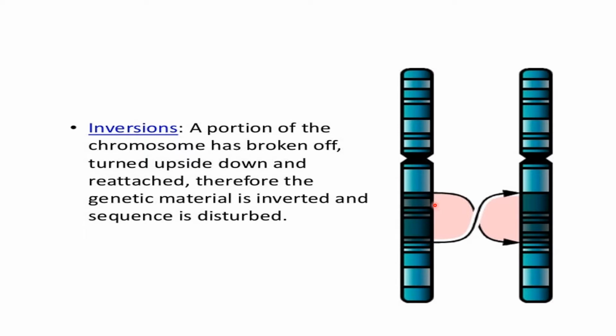This is a photomicrograph to show inversion. This is a chromosome. The break happens at one point here and another point here, and this segment rotates 180 degrees and gets inserted upside down. That is, this end comes up and this end comes down.